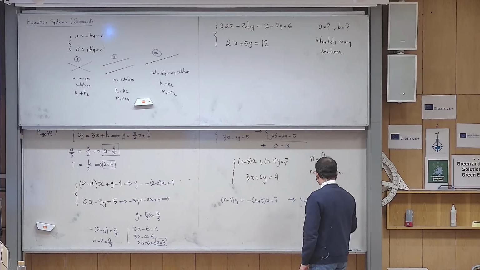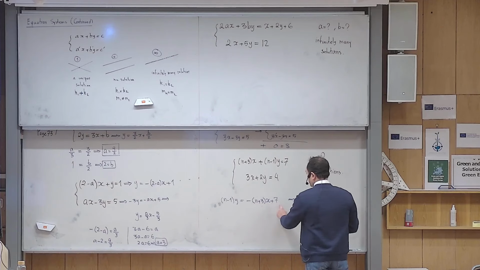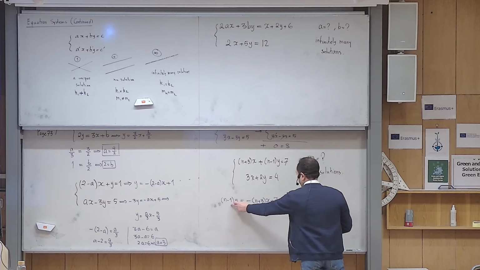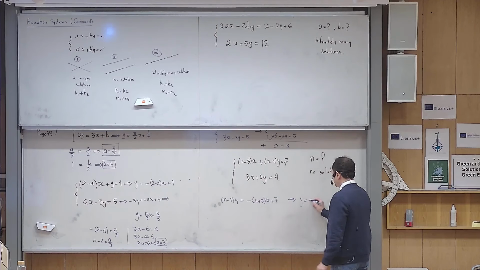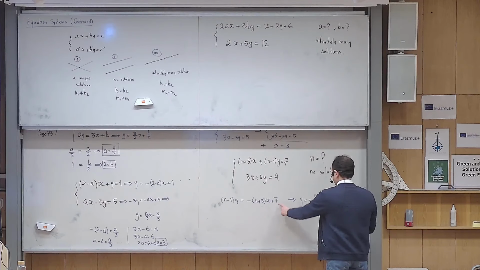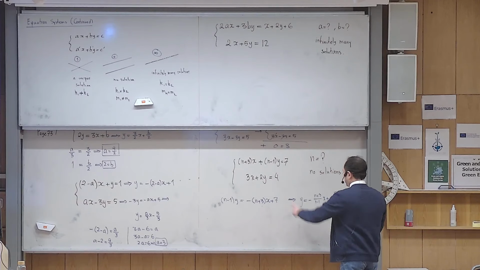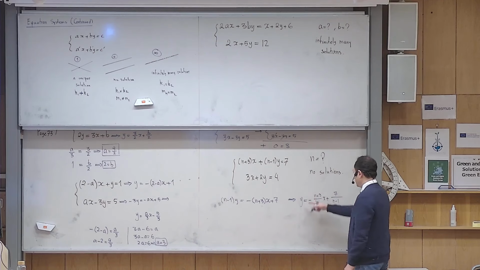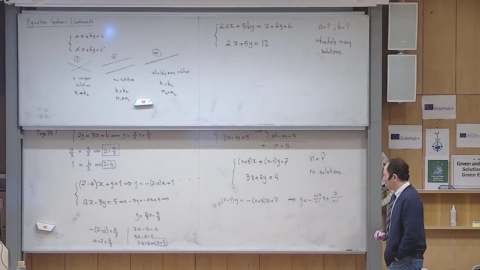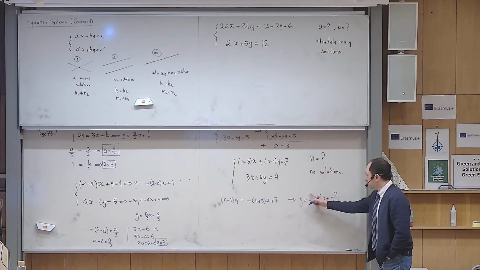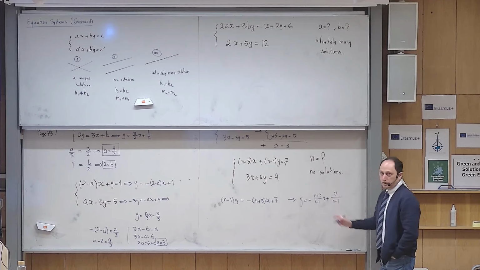So y becomes equal to, there are two terms to divide by n minus 1. This term, which is minus n plus 3 divided by n minus 1, but there is an x here, plus 7 divided by n minus 1. This is what you have. So you can immediately read the k value to be this expression and the m value to be this expression.